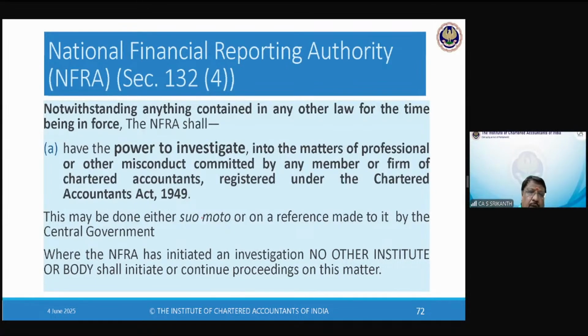Okay. So this may be done either suo motu or on a reference made to it by the central government. Suo motu means on its own motion, for those of you who may not know, by itself. See, NFRA by itself can take that up. Okay. What happens, if you are coming under NFRA, you have to file your audited accounts with NFRA. And NFRA will go through it for potentials of fraud.